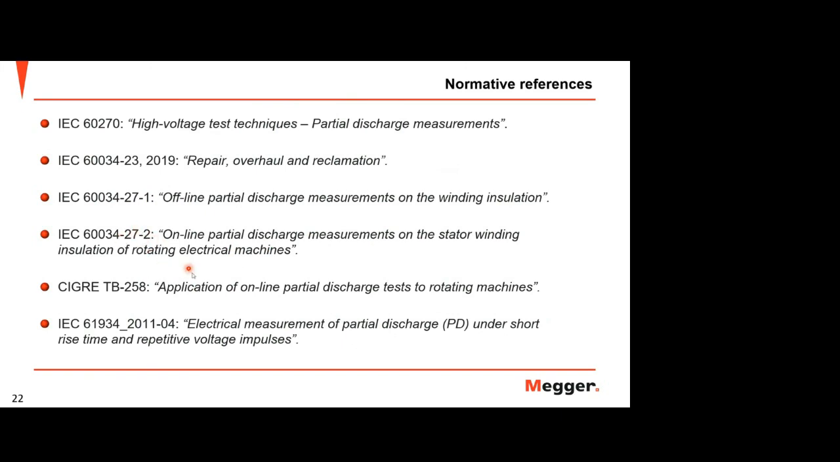And another good application, the technical brochure from CIGRE, number 258, also a good reference for the application of online partial discharge testing to rotating machines. So these three are quite very good to be used for reference.